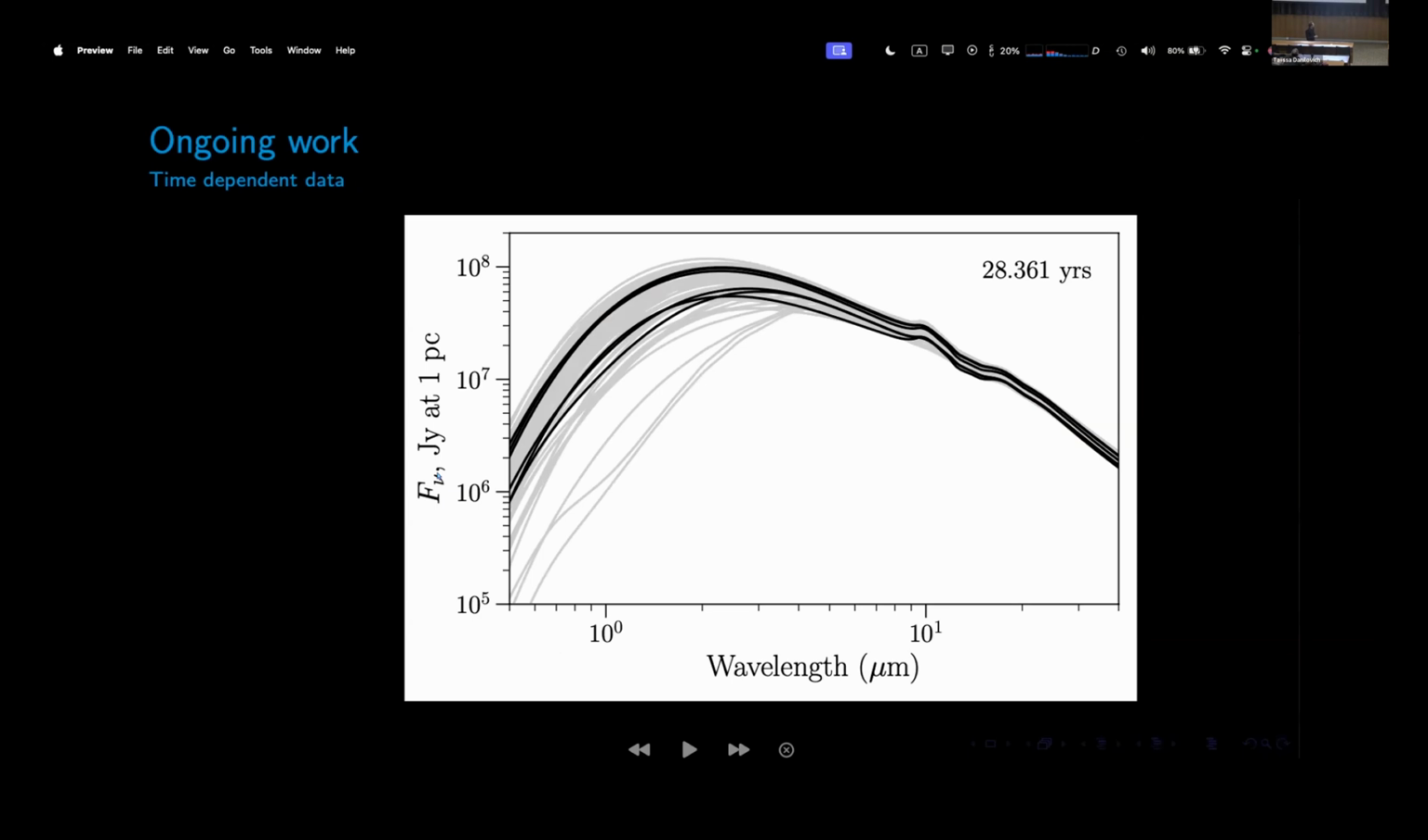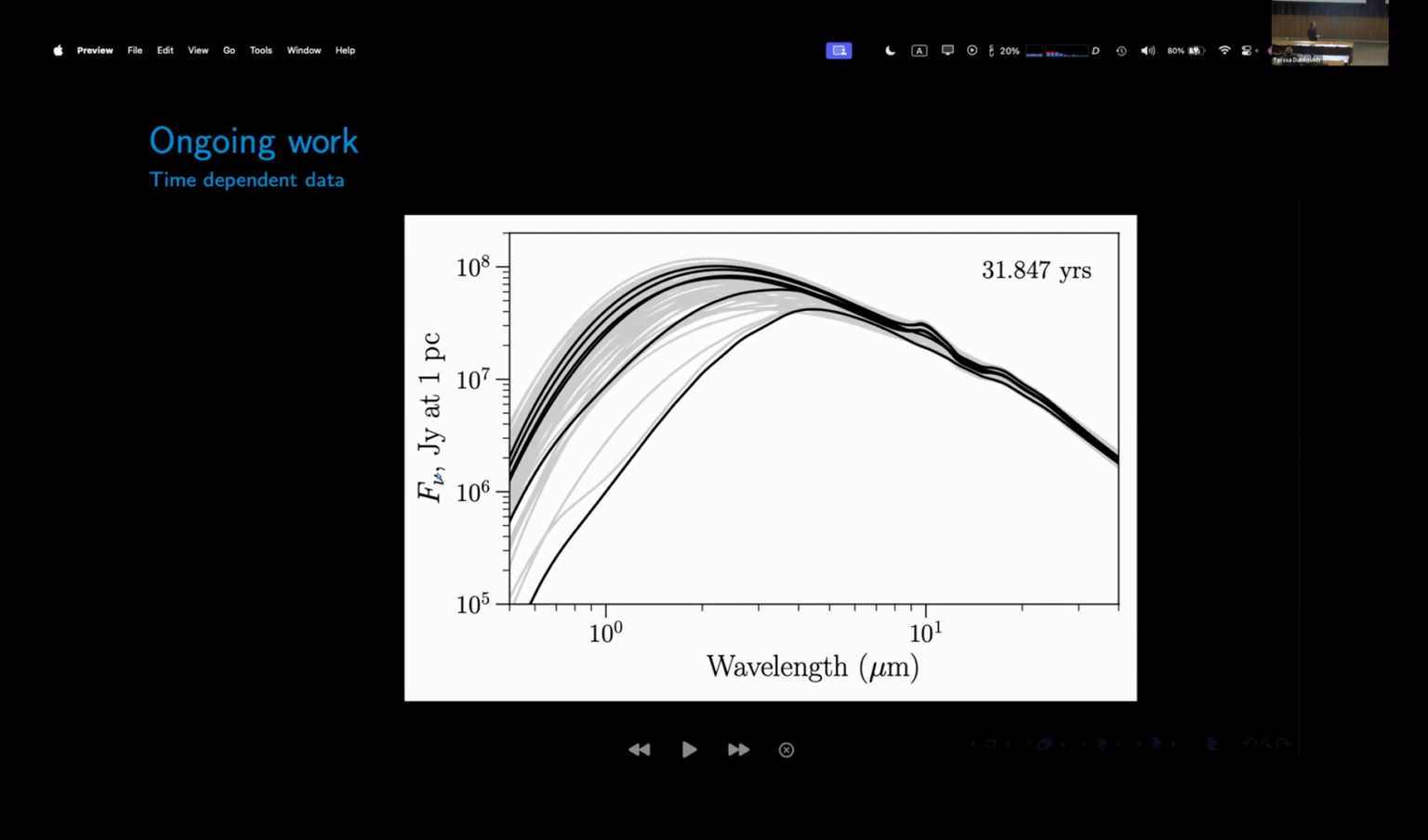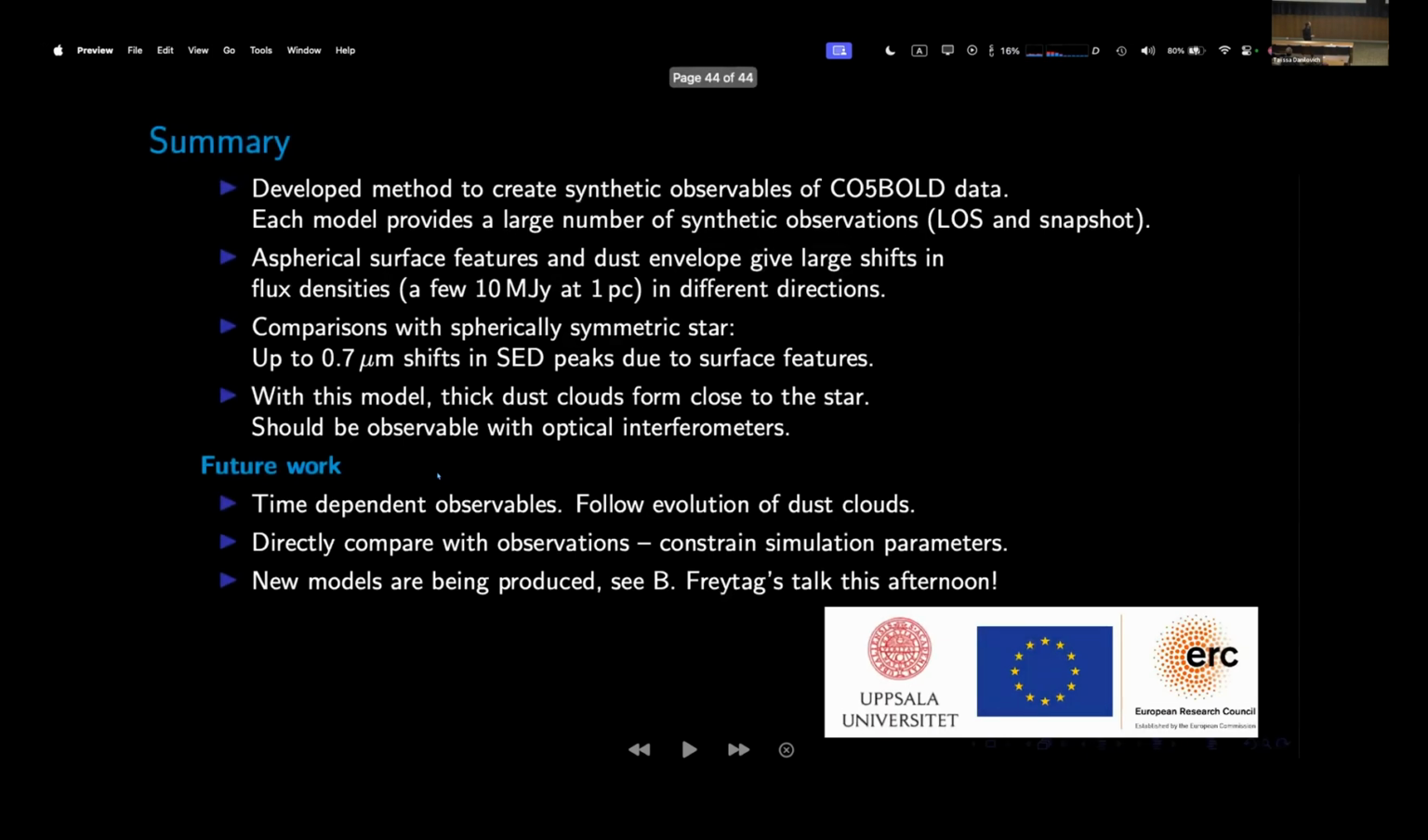And same thing with the SEDs here. So the black curves are the current snapshot in 6 different directions, and the gray curves are all the other snapshots. Same data as before, and you can see how they move around quite a lot, and suddenly some of them fall far down here. Is this realistic? I don't know. It's something we're looking into.